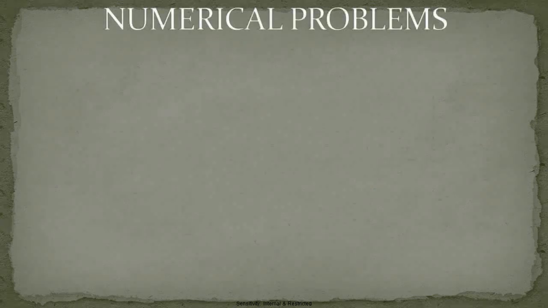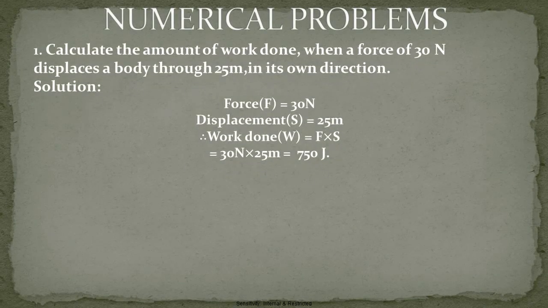So our first numerical is: calculate the amount of work done when a force of 30 Newton displaces a body through 25 meter in its own direction. Okay, that means what do we have to find? We have to find the work. How much work is done when a force of 30 Newton displaces a body through 25 meter. Now you have to see what is given and what we have to find.